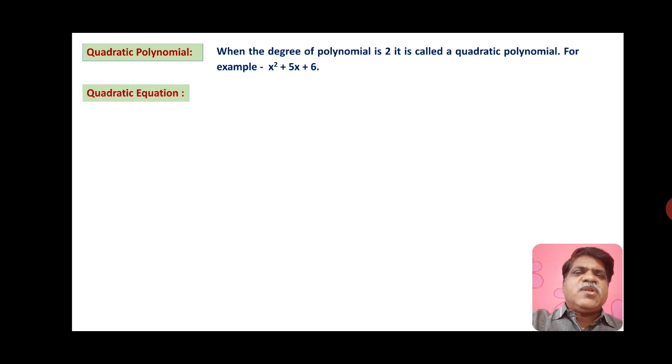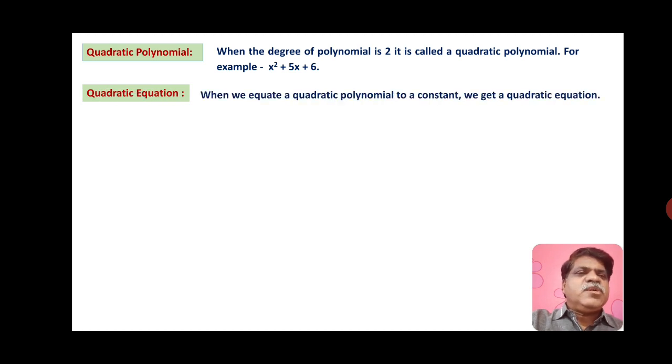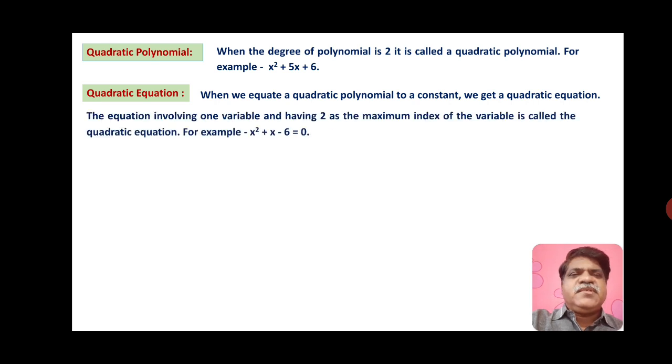Now, what do we mean by a quadratic equation? When we equate a quadratic polynomial to a constant, we get a quadratic equation. The equation involving one variable and having 2 as the maximum index of the variable is called a quadratic equation. For example, x square plus x minus 6 is equal to 0.